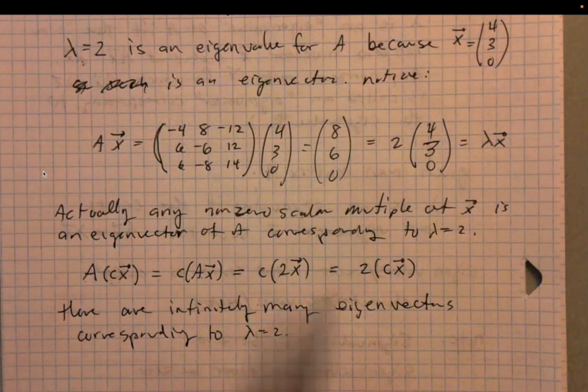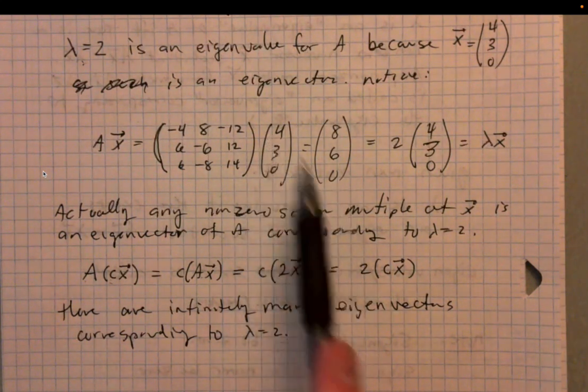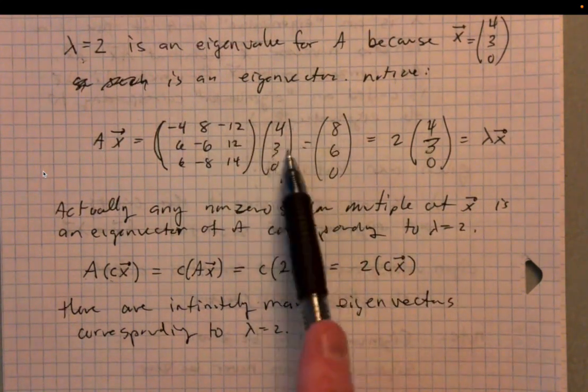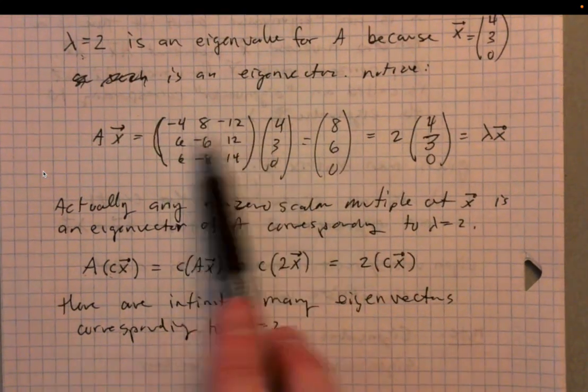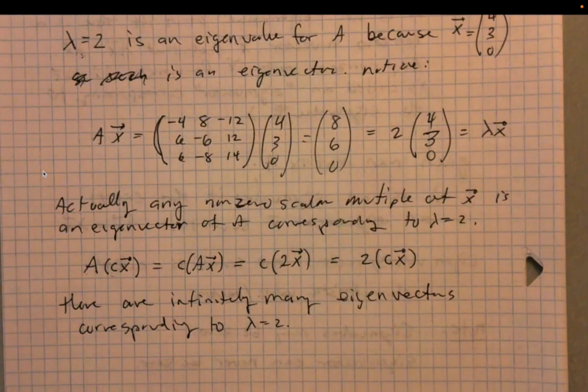So for example, I could replace 4, 3, 0 with 8, 6, 0 as the eigenvector. That's just 2 times it. And if I plug in 8, 6, 0 here and I plug in 8, 6, 0 here, then I'm going to get some new vector when I multiply Ax. I'm going to get some new vector when I multiply lambda x, and they should be the same. So there's an infinite number of eigenvectors corresponding to lambda. This is true in general.